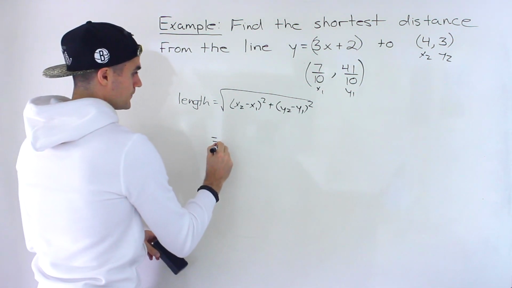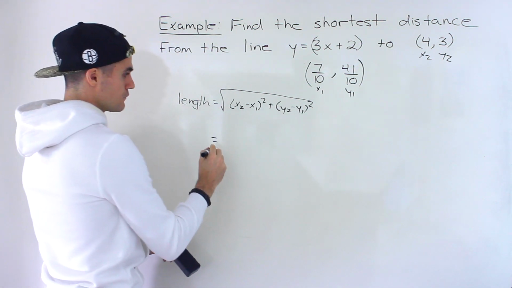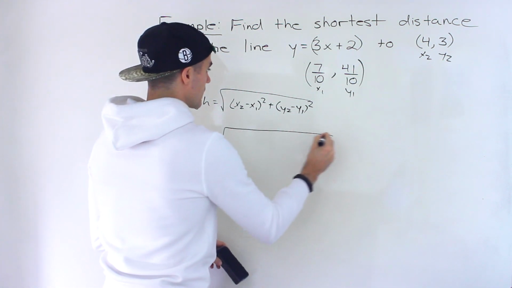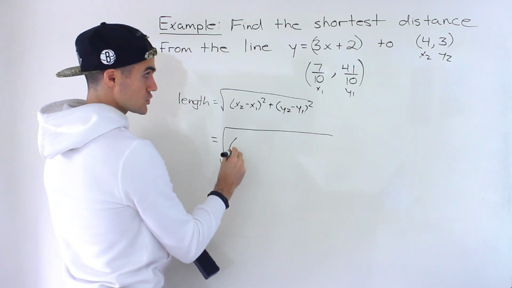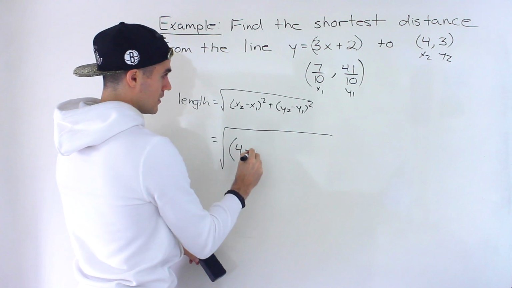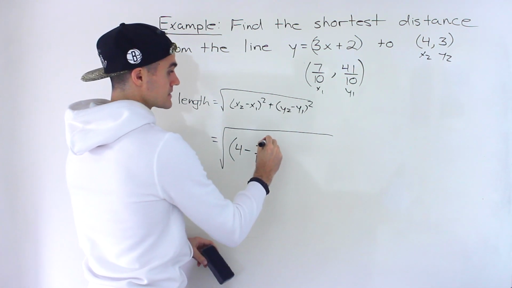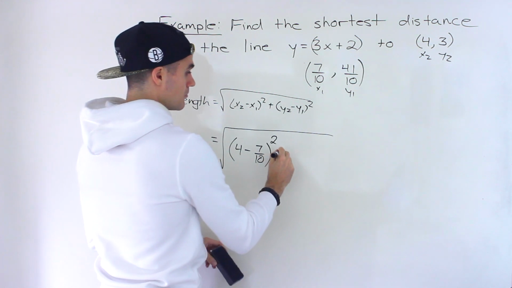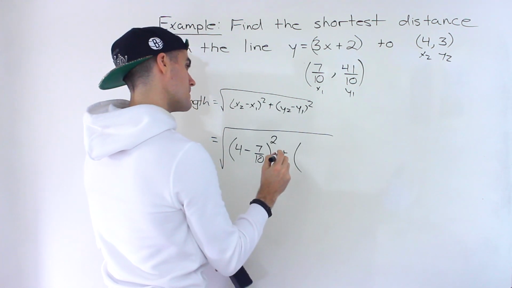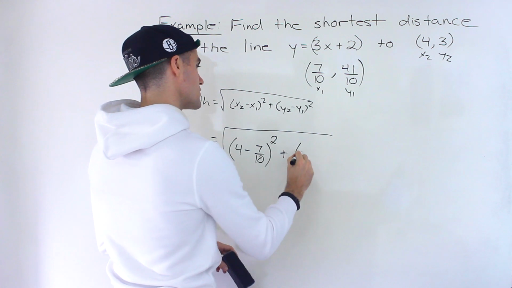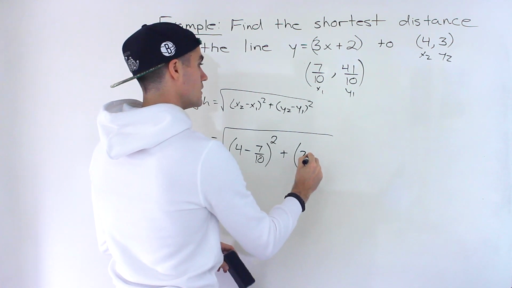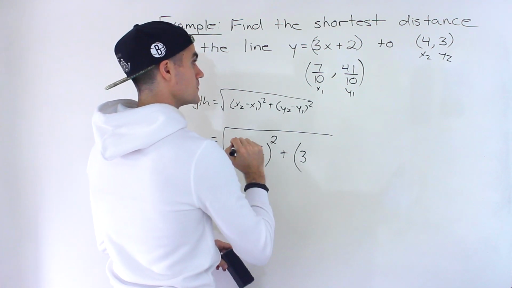So from here, now here's where you've got to be careful with your algebra because there's going to be lots of fractions. So we're going to have x2, which is 4, minus x1, which is 7 over 10. And then that's going to be squared. Plus y2, which is 3. Give me a sec here.